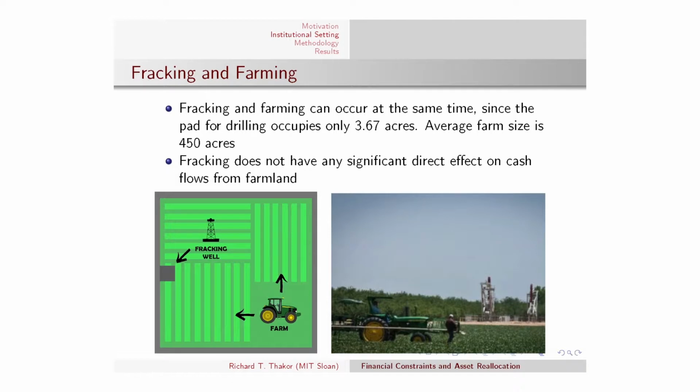Now, importantly for my purposes, fracking and farming can and do occur at the same time for a few different reasons. The first is that the average size of a drilling pad is about 3.7 acres, and the average farm size in Oklahoma is about 450 acres. So in general, it takes up less than 1% of the average farm, as you can see by this graph here, and then you can see a picture of a farmer continuing his operations with the drill in the background. For that reason, fracking does not significantly affect the cash flows from farming itself.